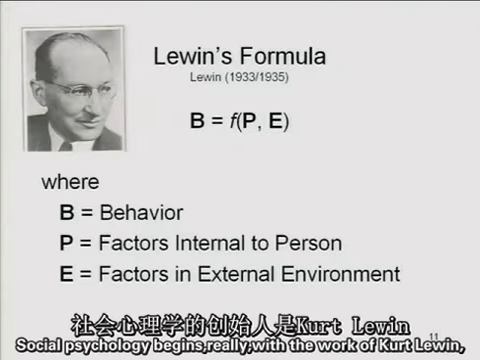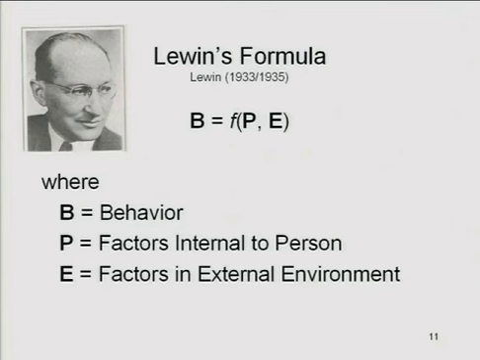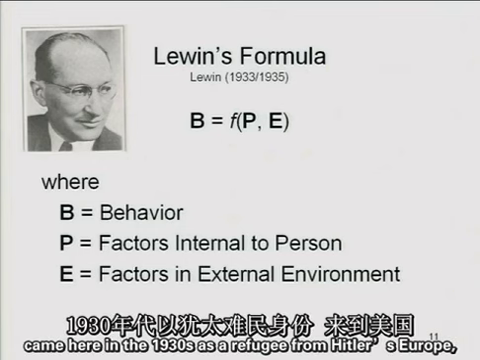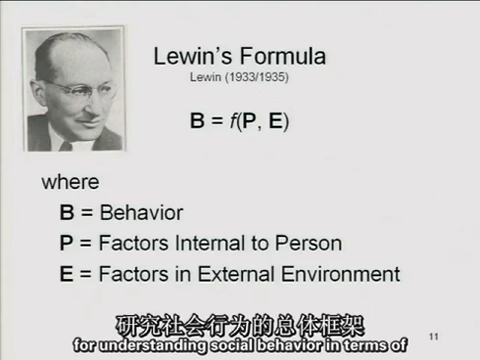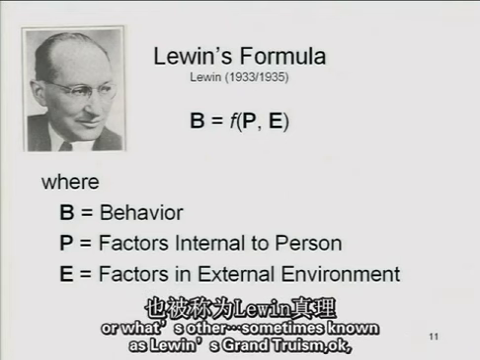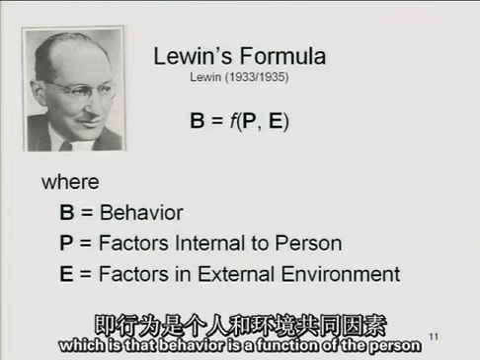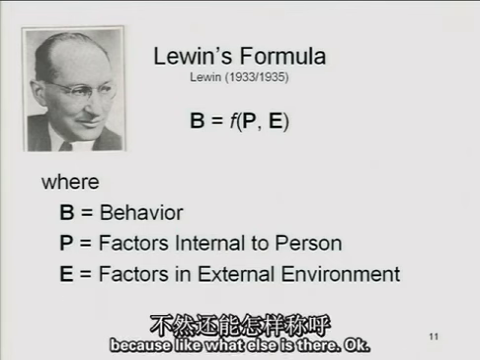Social psychology begins really with the work of Kurt Lewin, the European emigre to the United States, who came here in the 1930s as a refugee from Hitler's Europe, and who offered another general framework for understanding social behavior in terms of what's sometimes known as Lewin's formula, what's sometimes known as Lewin's grand truism, okay, which is that behavior is a function of the person and the environment. That's why it's called the grand truism, because like what else is there, okay?